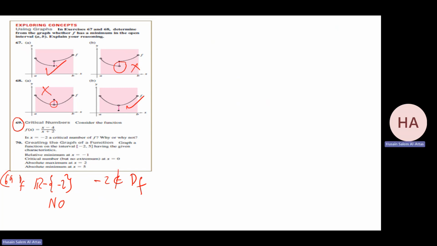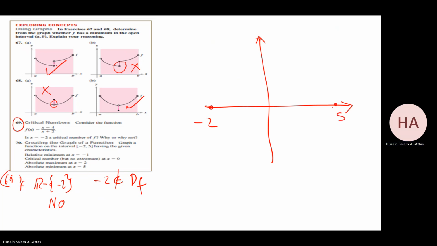70. Create a graph in this interval, minus 2 to 5. So we want to graph a function from minus 2 to 5. At minus 1, it has a relative minimum. So it will do something like this, and at minus 1 it then goes back. At 0, it has a critical number, but no extrema. We can do something like the cube.